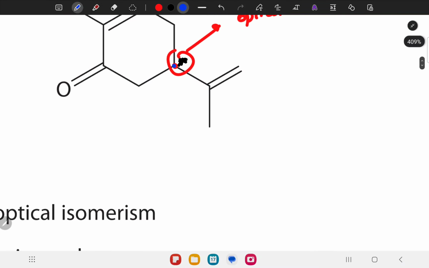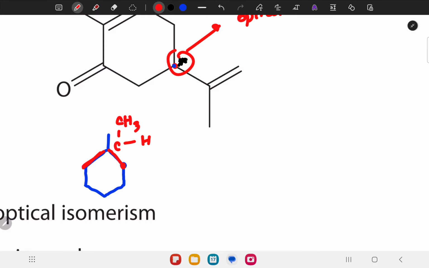For geometric isomerism in a cyclic compound, we need something like this. Around this carbon, we'll have a CH3 and an H. We'll not consider the cyclic part of it. Oh, we also need something over here.